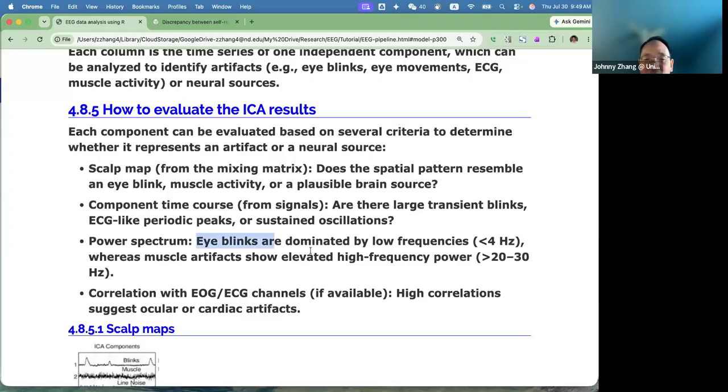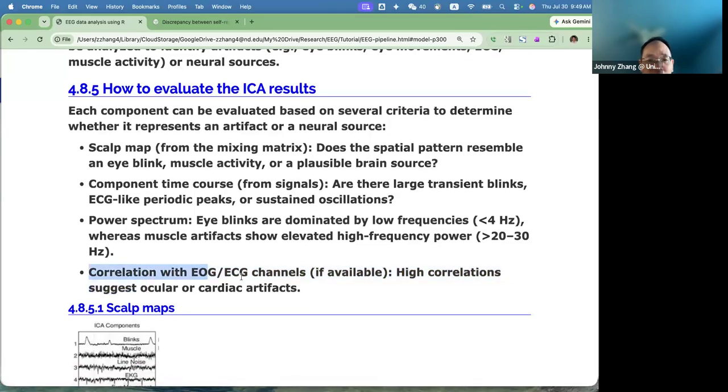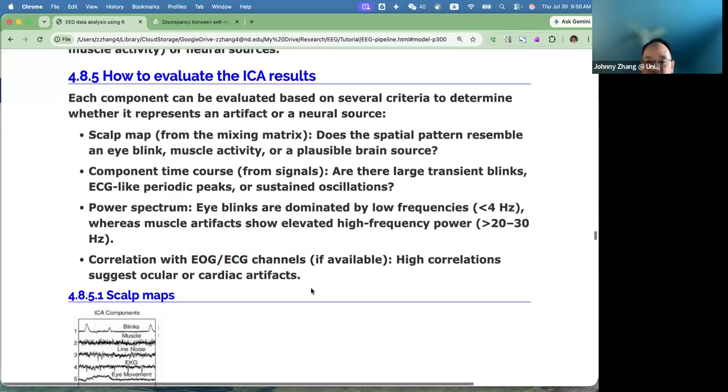Because, for example, eye blinks are often dominated by low frequency signals, right? And muscle artifacts sometimes show high frequency power at around 20 to 30 hertz. So we can look at the plots to identify potential artifacts. Another very effective way is to look at the correlation between the components and the auxiliary channels, for example the eye movement channels or the heart rate channels.